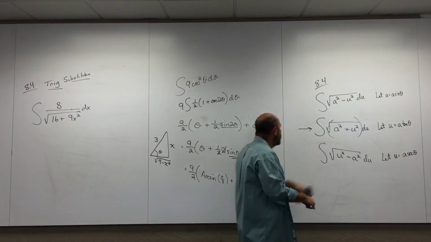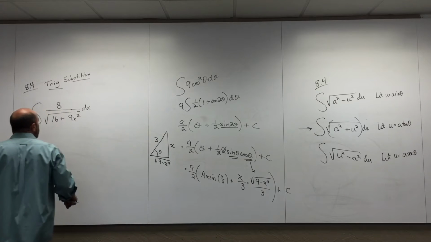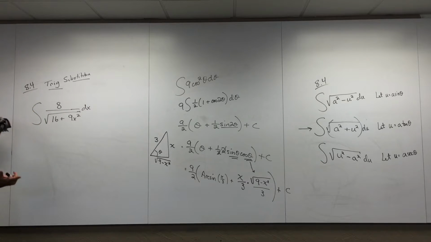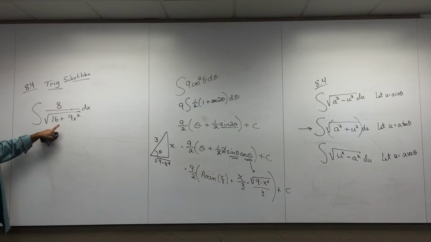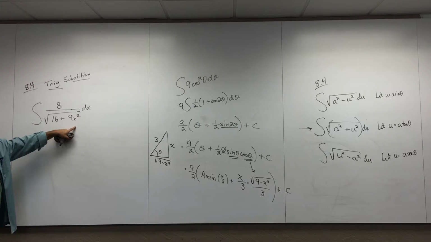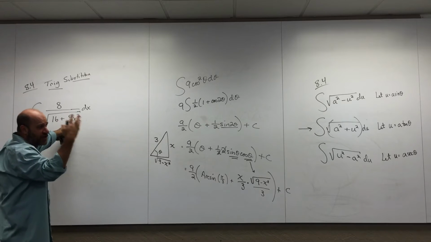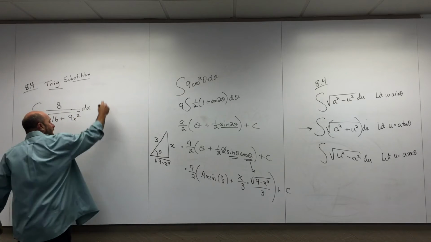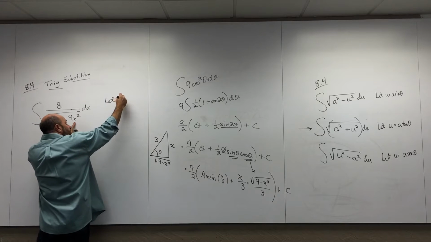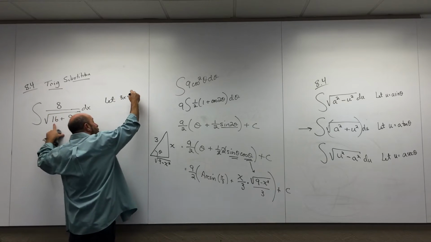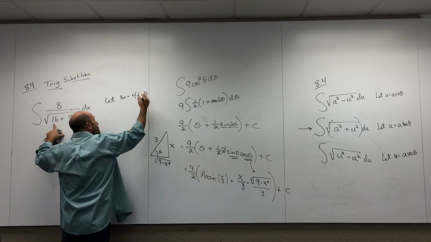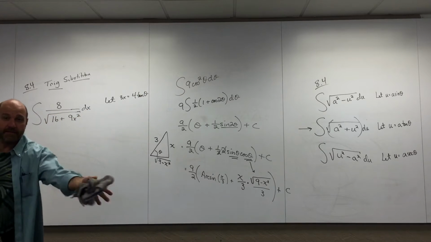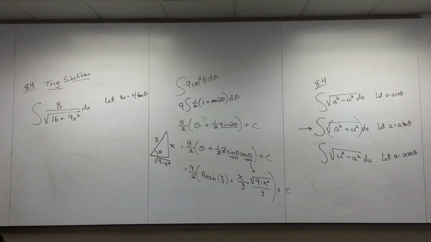All right, so now, what's my u, and what's my a? I need to figure that out. a is 4, and what's u? 3x, because that's u squared. According to the rule, I'm supposed to let u equal a tan theta. So I let u, which is 3x, equal a, which is 4 tangent theta. Yep, that's what I have to do. That's me letting u equal a tan theta.